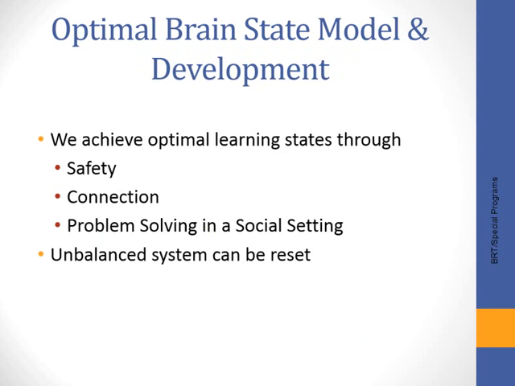Brain research tells us that we achieve optimal learning states when we feel safe, connected, and get opportunities to practice problem solving in a social setting. In addition, an unbalanced system can be reset, which is great news for us. That means we can learn new skills at any age if someone is willing to teach us.